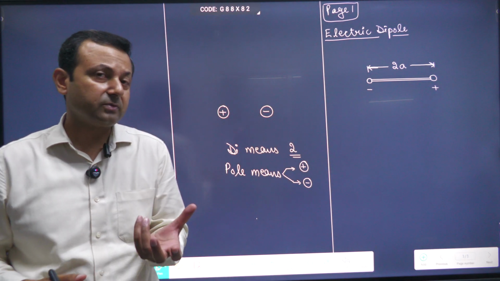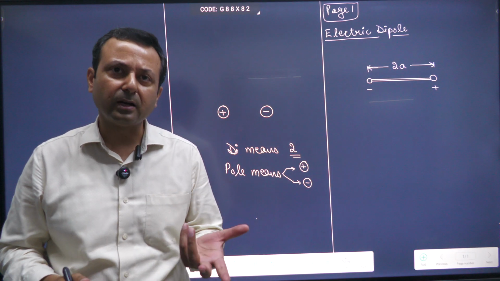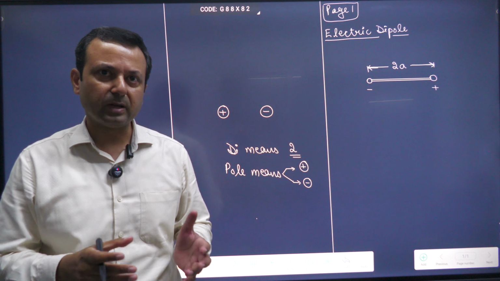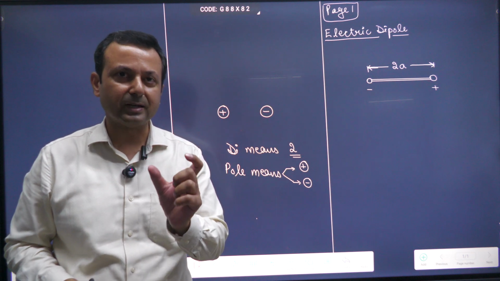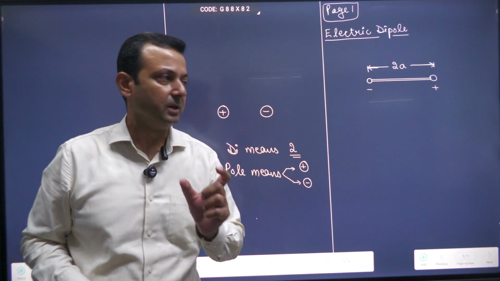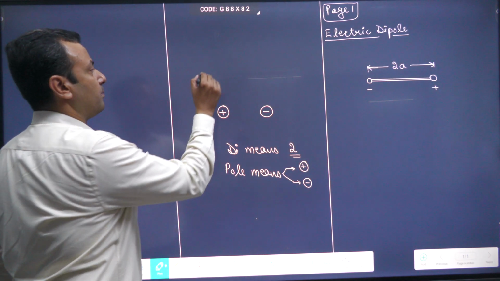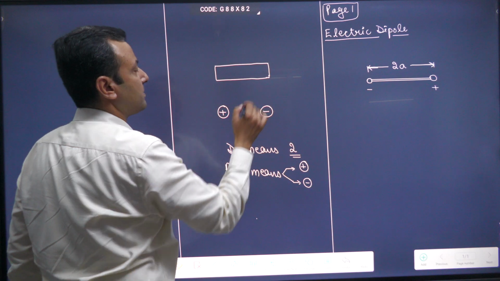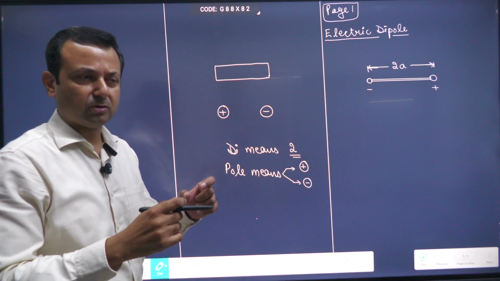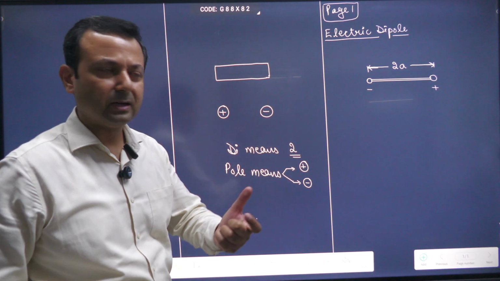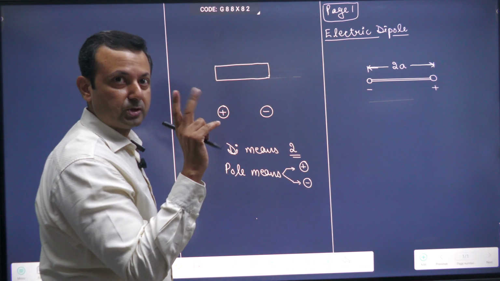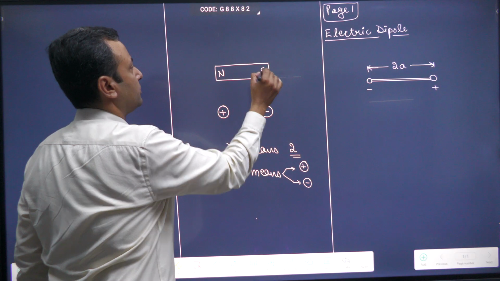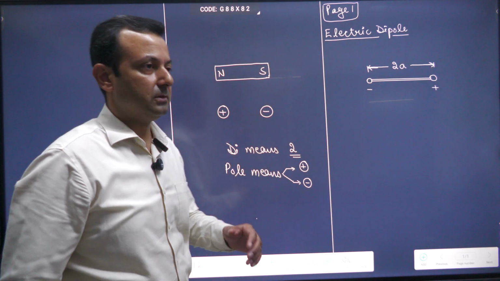You have seen a magnet. You have seen practically also so many times magnets. Small children also play with magnets. In magnets, we have a bar magnet. Bar magnet is like this. It is a rectangular piece of magnet, and it has two poles. One pole is called North Pole and another pole is called South Pole.